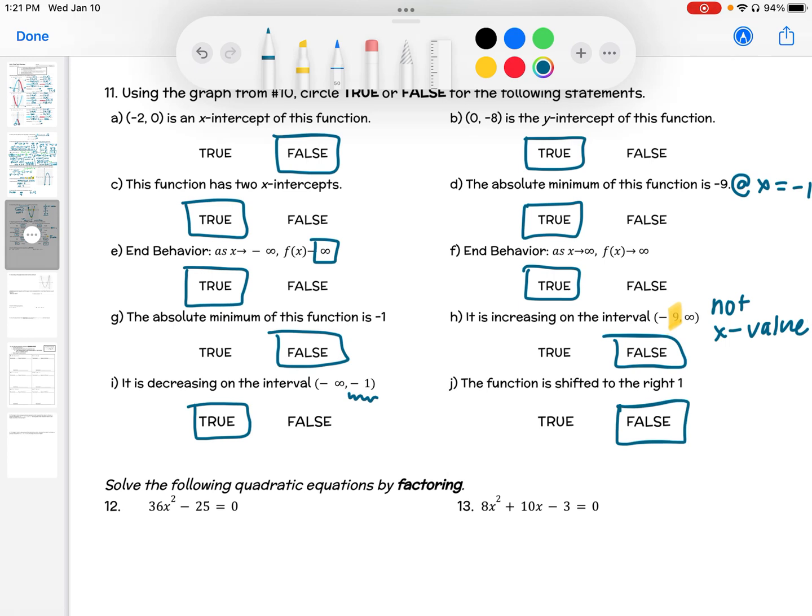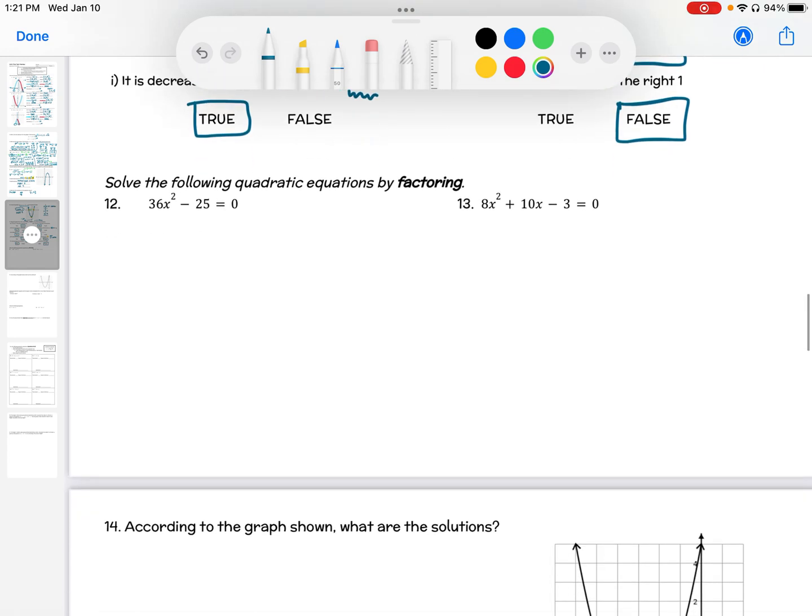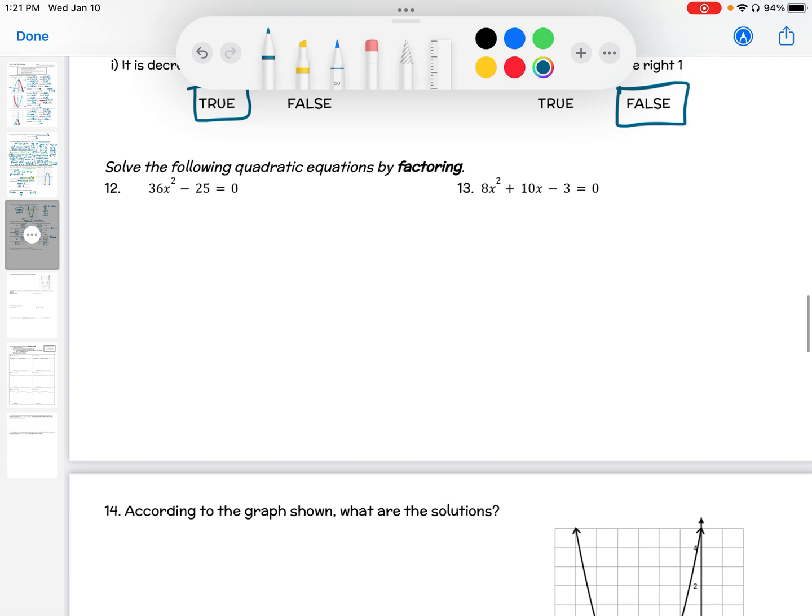Okay. So next questions are solving by factoring. So this first question is going to be a difference of squares. So remember, we take the square root of both of these, and we always have our two sets of parentheses. Square root of 36 is 6. Square root of 25 is 5. And then we always do plus, minus.